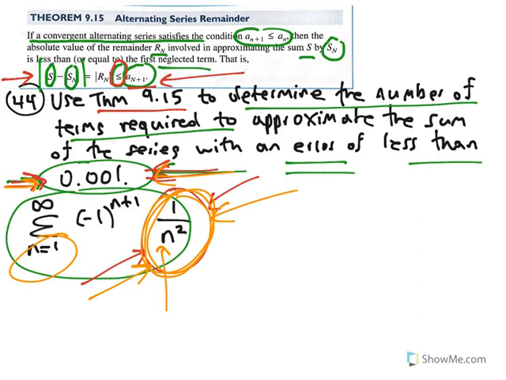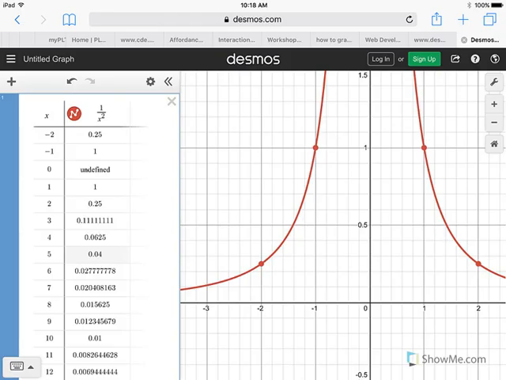So let's take a look at that using Desmos. Go to desmos.com or use your graphing calculator, and all you have to do is enter 1 over x squared. I'm using the variable x, but remember you have 1 over n squared, so n has to be a positive integer starting at 1.